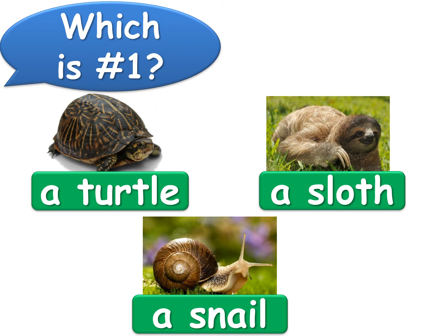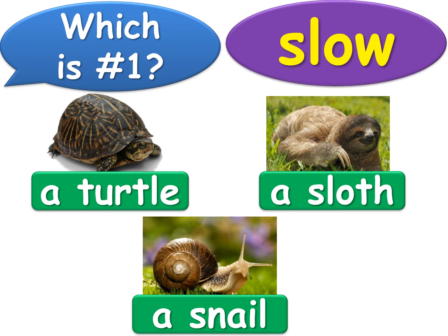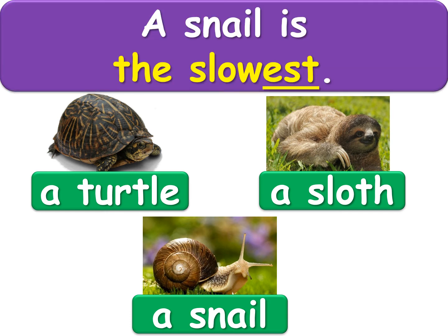Now let's look at this group. We have a turtle, a sloth, and a snail. Can you use the superlative form of slow? So if they had a race, which one would be last? And you can say, a snail is the slowest. Maybe just because it's so small.